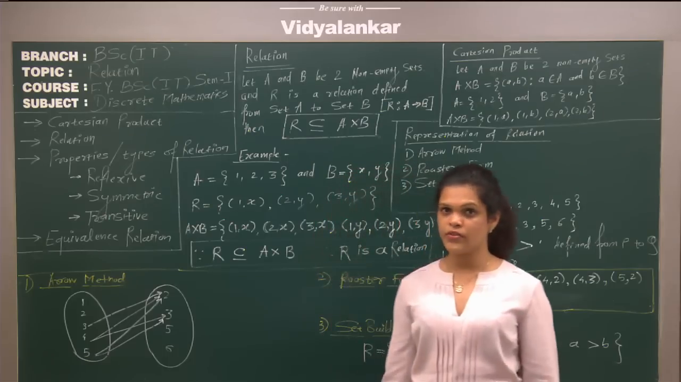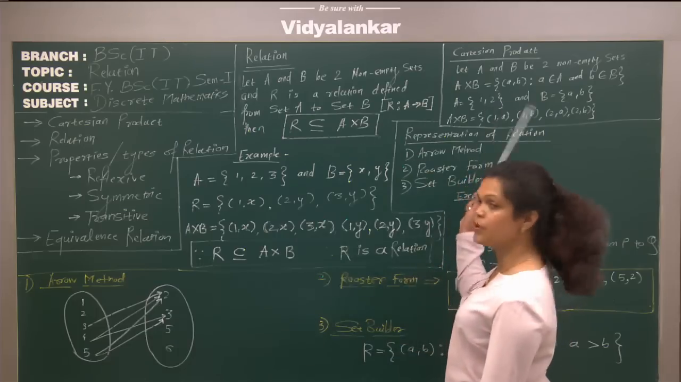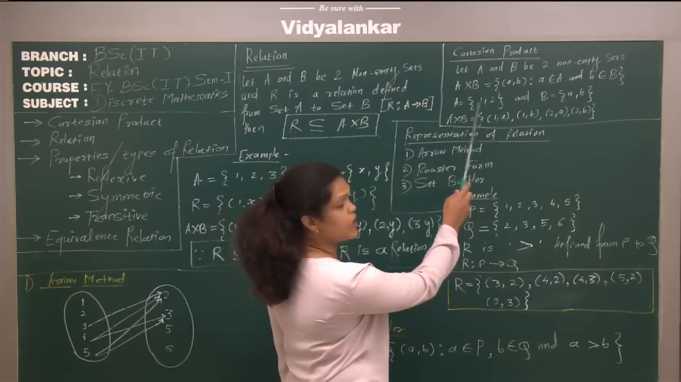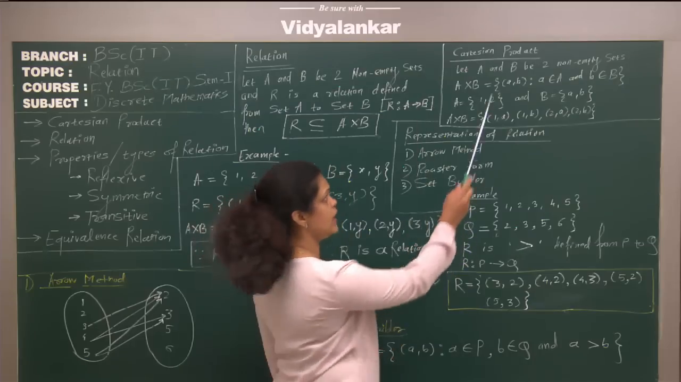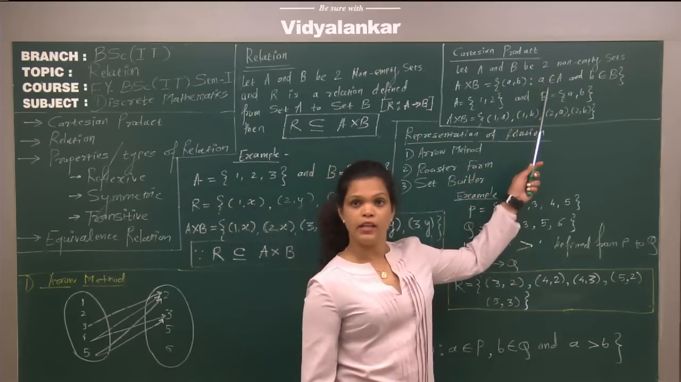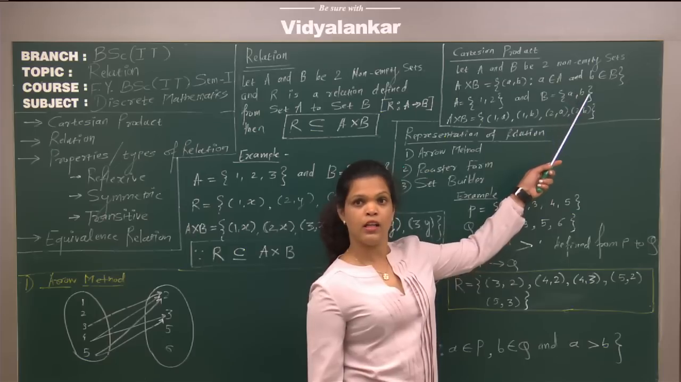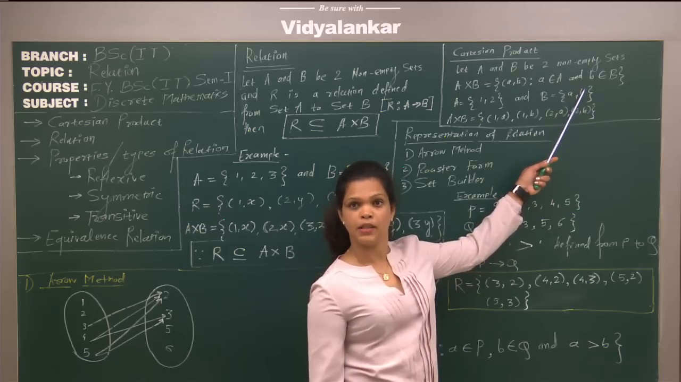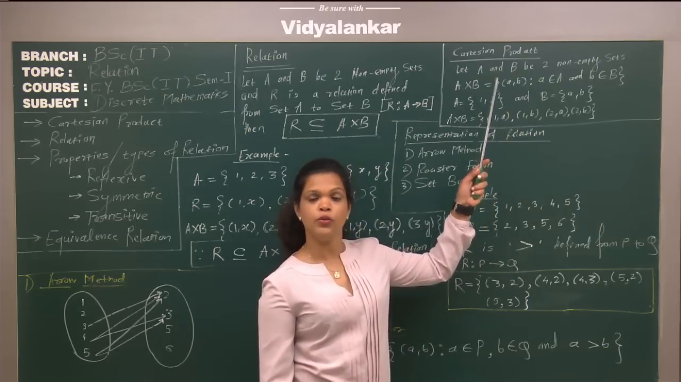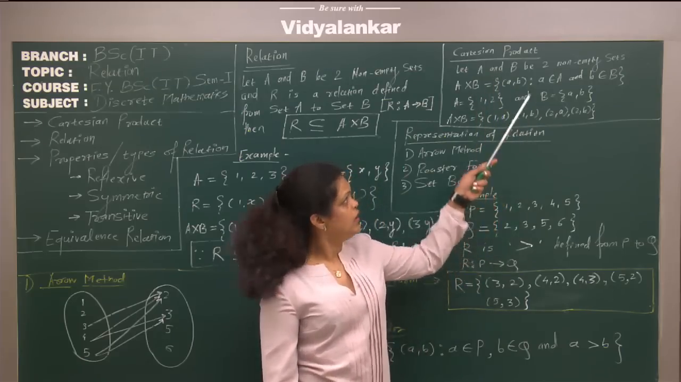Before we discuss relation, we'll see what a Cartesian product is. Now what is a Cartesian product? It is a set of ordered pairs (a, b) where element a comes from set A and element b comes from set B. Now these two sets A and B are two non-empty sets.